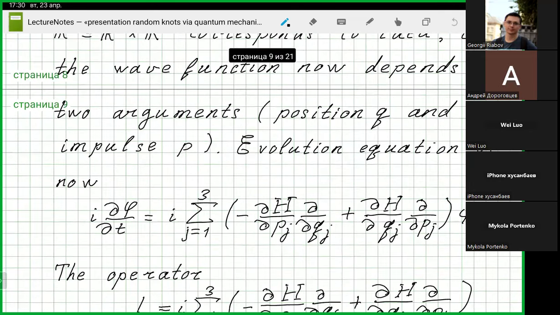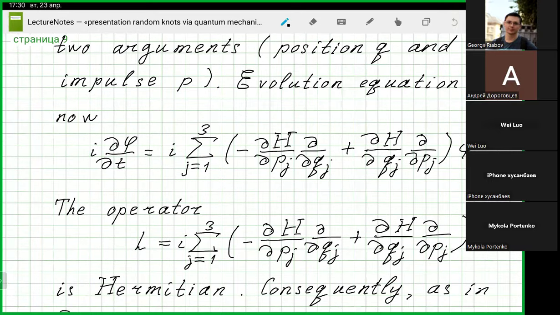The evolution equation in Koopman-von Neumann dynamics looks like this. And you can see they wrote it with the imaginary unit on both sides, in order to make it much closer to the Schrödinger equation. But it occurs that if we consider complex-valued functions, this operator L, which is an operator of the first order, is now Hermitian.